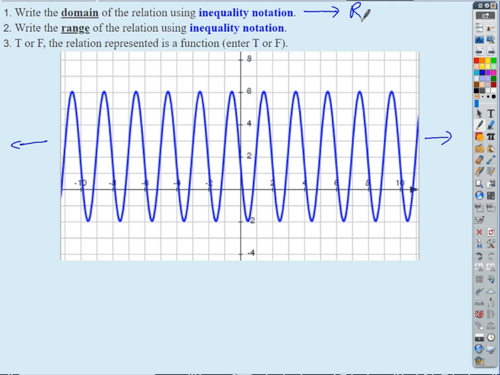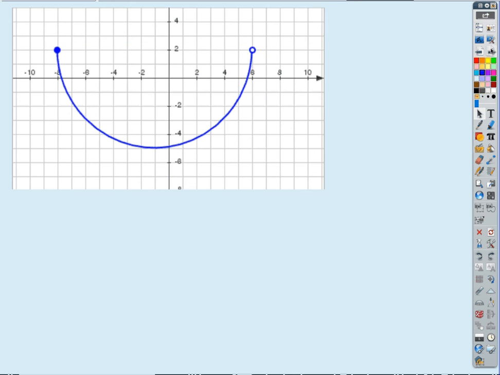Okay. What about the range? Okay, so it's got a bottom limit of -2 and a top limit of 6. Do we include those? Yes, we do. Okay, so then the range would be y is greater than or equal to -2 and less than or equal to 6. Good? Okay, is it a function? Yes, it is. How come? Passes the vertical line test, right? A vertical line would never intersect this at more than one place, so we're good. It is a function.